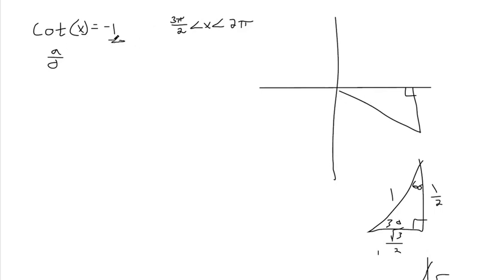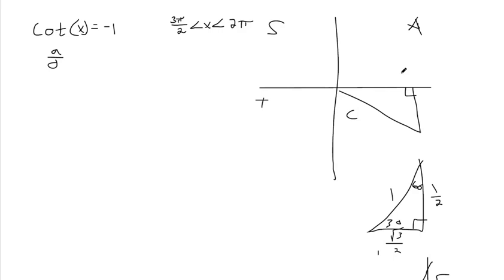The negative sign's already taken care of if you consider "all students take calculus." This is a quick device to help you know that all trig functions are positive here. Sine and cosecant are positive here. Tangent and cotangent are positive here. And then cosine and secant are positive here. Okay.